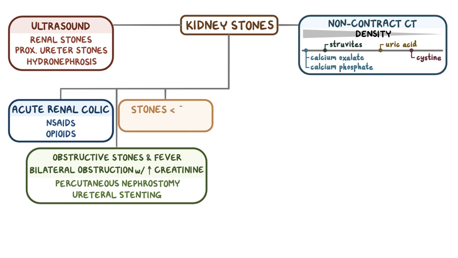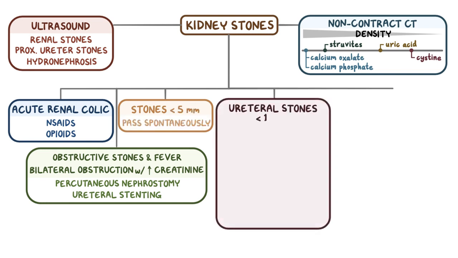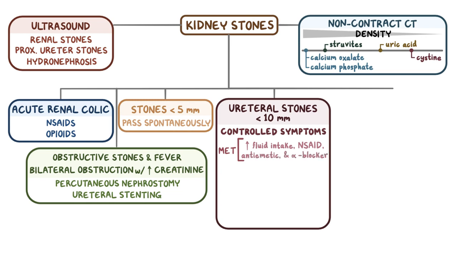Most stones that are smaller than 5 millimeters pass spontaneously. Ureteral stones that are smaller than 10 millimeters with controlled symptoms are initially managed with MET, increased fluid intake, NSAID, an antiemetic, and an alpha blocker for 6 weeks.